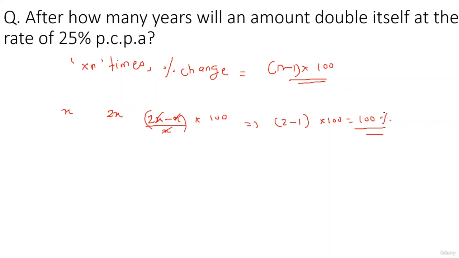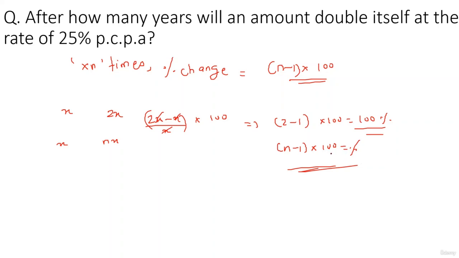The same thing happens if it becomes triple: (3 minus 1) into 100, that's 200%. So if you observe, if a value becomes n times, that is nx, then (n minus 1) multiplied by 100 is going to be your percentage increase. You can observe this for any value of n that you take, and it will be satisfied.